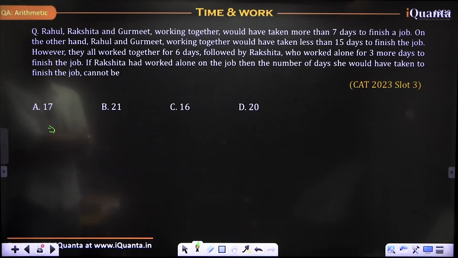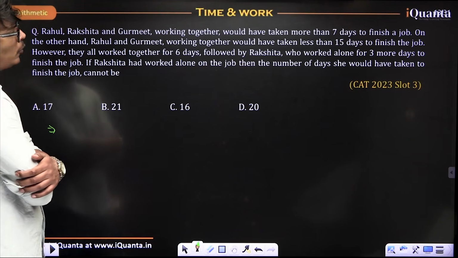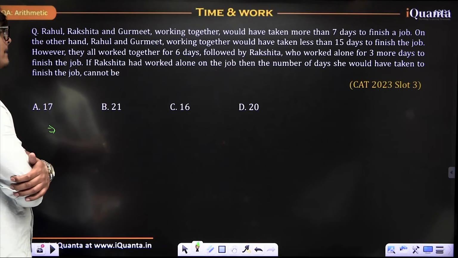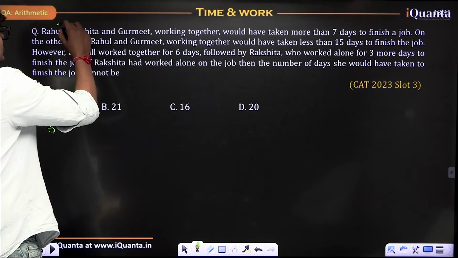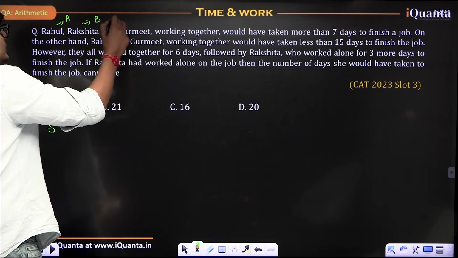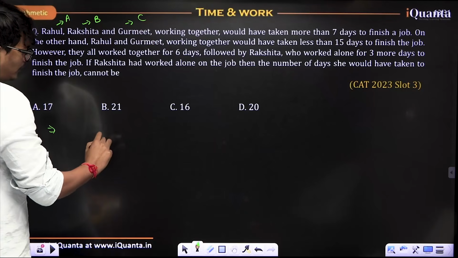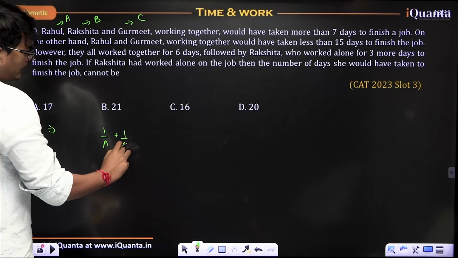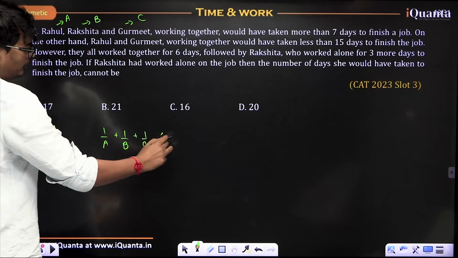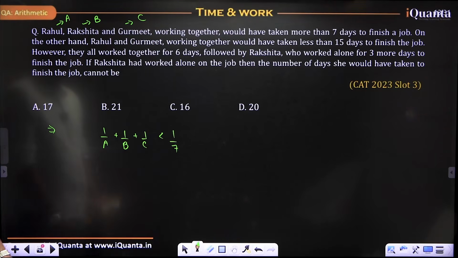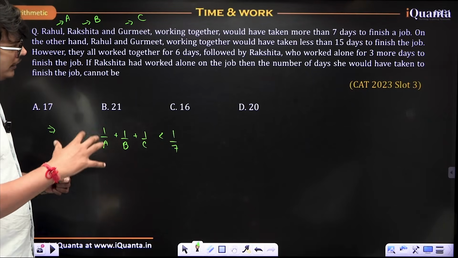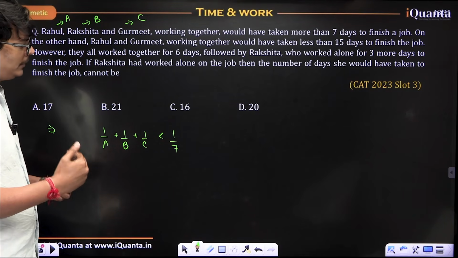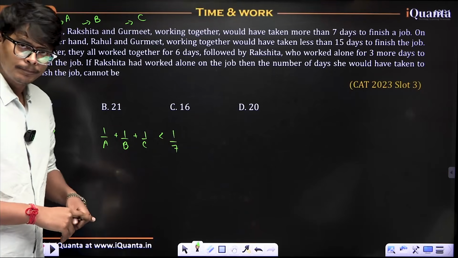Next. Rahul, Rakshita and Gurmeet working together would have taken more than 7 days to finish a job. Okay, it means, let's say the efficiency of this is A, this is B, this is C. So 1 by A plus 1 by B plus 1 by C should be less than 1 by 7, because they take more than 7 days to finish a job. So in 1 day, they must be doing less than 1 by 7 of work, right?